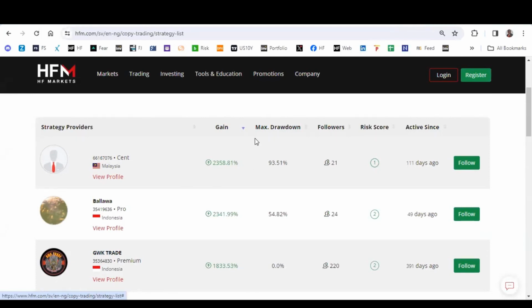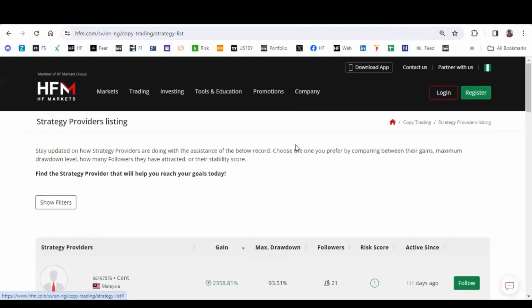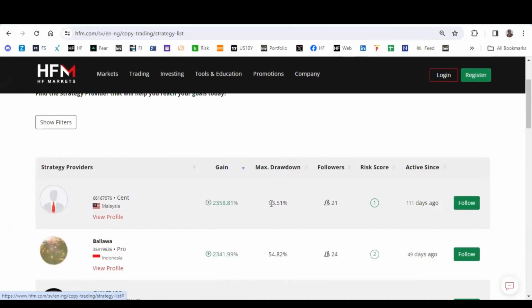The next thing we have here is max drawdown. Max drawdown talks about the highest percentage of the account they have had as a losing trade at some point. So max drawdown is that, at some point on the account, they took a loss that totals a percentage of the account. That's what maximum drawdown is.